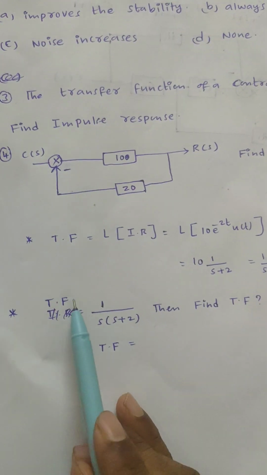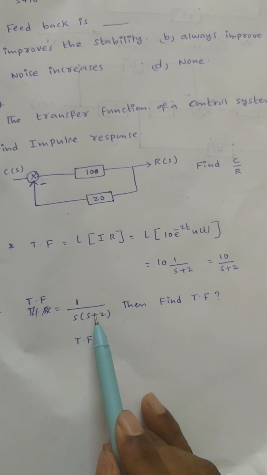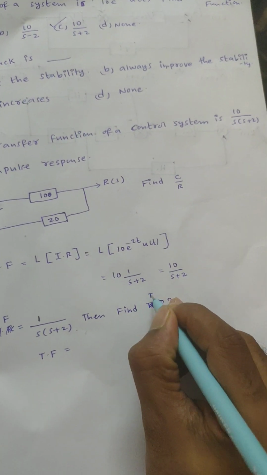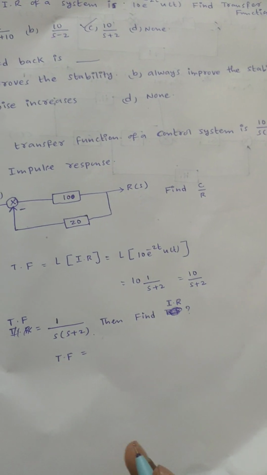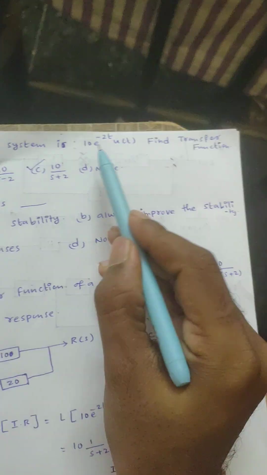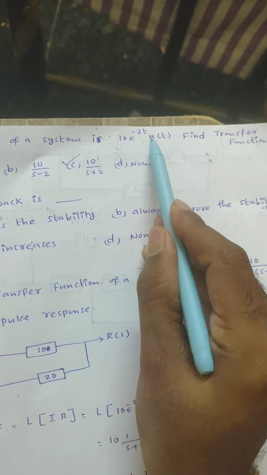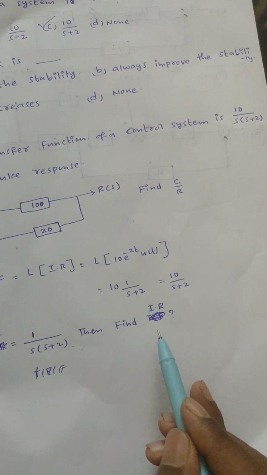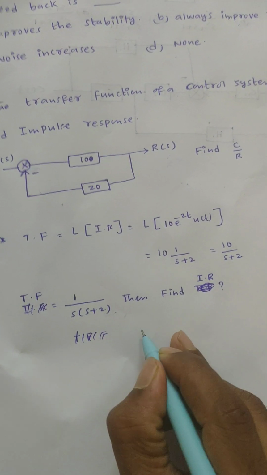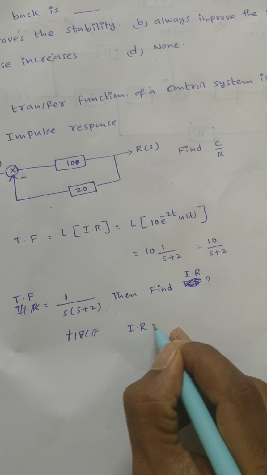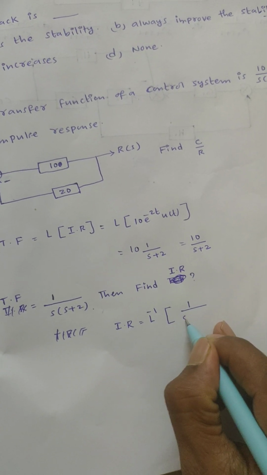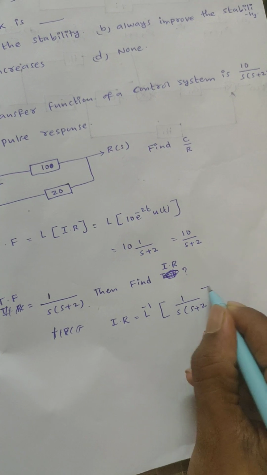The transfer function of a system is 1 by s into s plus 2. Then find the impulse response. Already we know that if impulse response is given, transfer function is equal to the Laplace of impulse response. Here the transfer function is given, so we need to calculate the impulse response. Then impulse response is equal to the Laplace inverse of 1 by s into s plus 2.